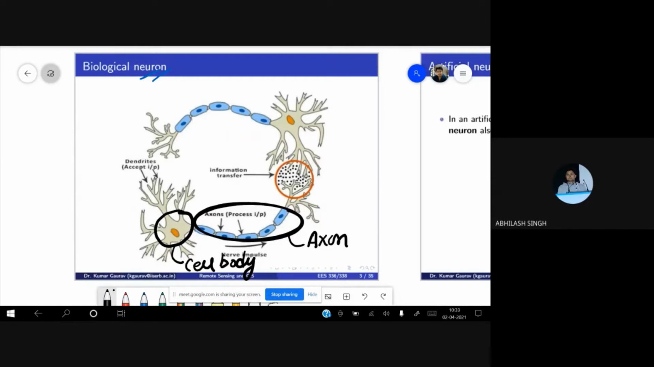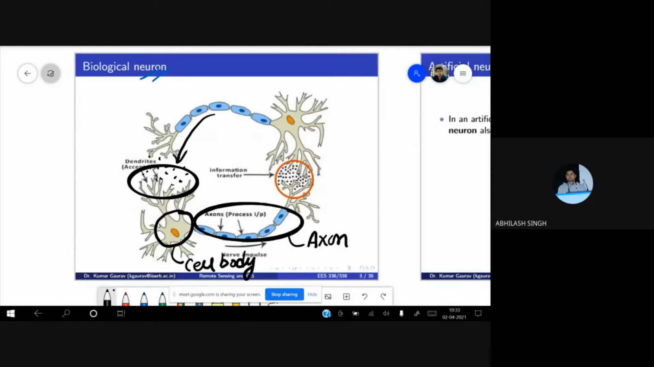And the most important thing is your dendrites. A dendrite is a root-like structure which receives and processes the signal from the axon of other neurons. That is, from the axon of other neurons, it receives and processes the information and transfers it to the axon of this neuron.